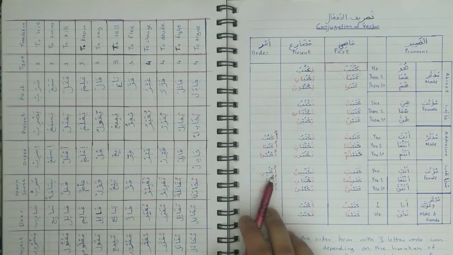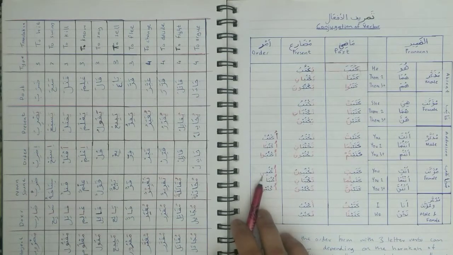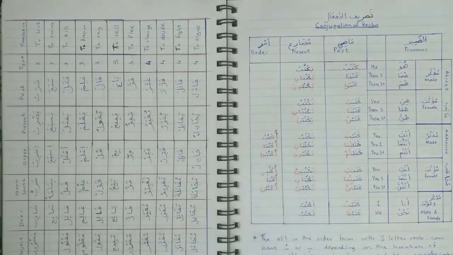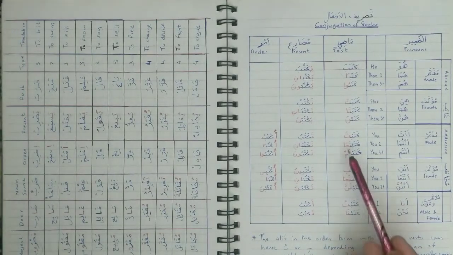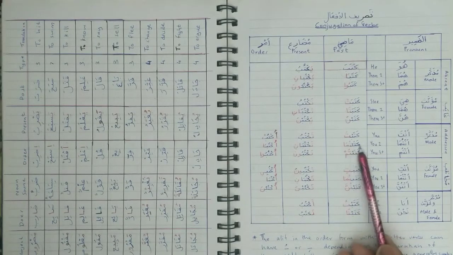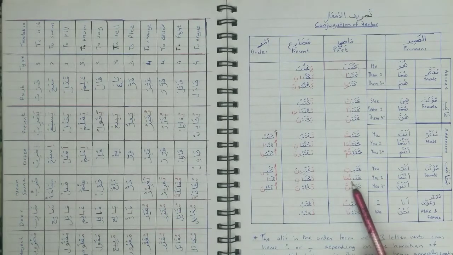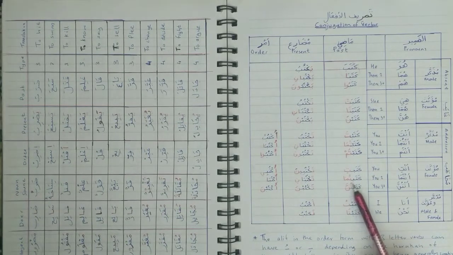When you're ordering a girl, you say uktubi, so you add a ya at the end. So if I'm ordering a single girl, if I said Fatima, I would say uktubi ya Fatima. You see? So addressing two girls, katabtuma, that stays the same as the past tense of the male one. So when you're addressing two girls, you two girls wrote something, Fatima wa Khadija katabtuma.